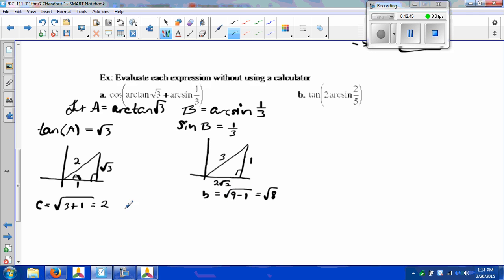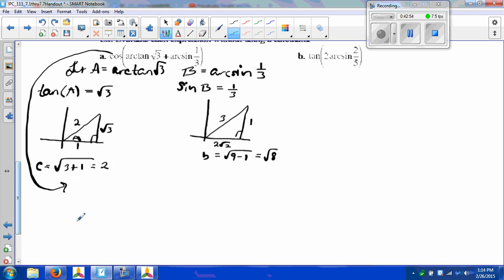Now this bypasses all of this and just becomes the cosine of A plus B. We're going to use this triangle for A, and this triangle for B. I should have labeled that. Let's put a B in there. Now I just use my sum and difference formulas. So cosine A plus B is cosine A, cosine B, minus sine A, sine B.